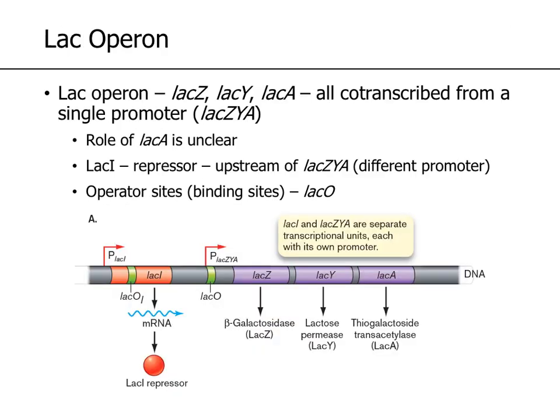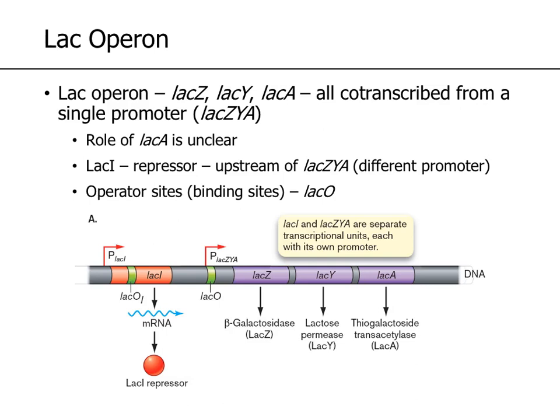Okay, so this is what the operon looks like. We have three genes here, and they're all co-transcribed from a single promoter. Here's the promoter, the one that we care about. lacZ, lacY, and lacA. lacA makes an enzyme, but it's not really clear what it's for.